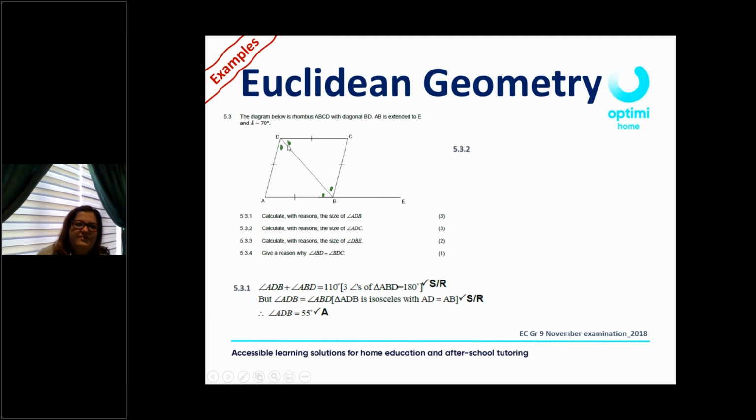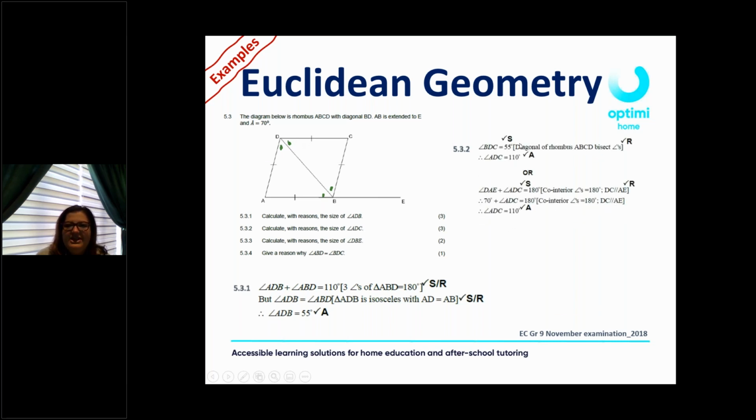And this is exactly what they've done. I know what the value of D is. So to get the value of ADC, this entire one, I can just multiply that by 2. And there you have it. So you have your statement: diagonals of a rhombus bisect the angles, so it will be twice that value.